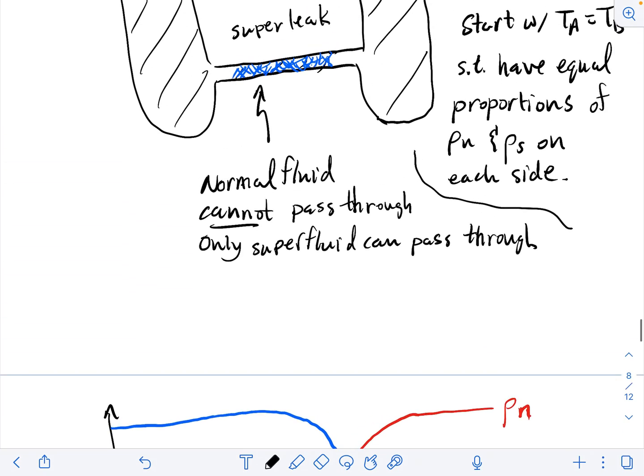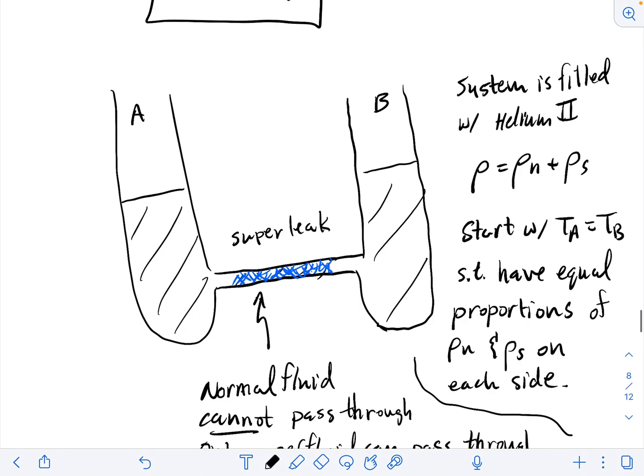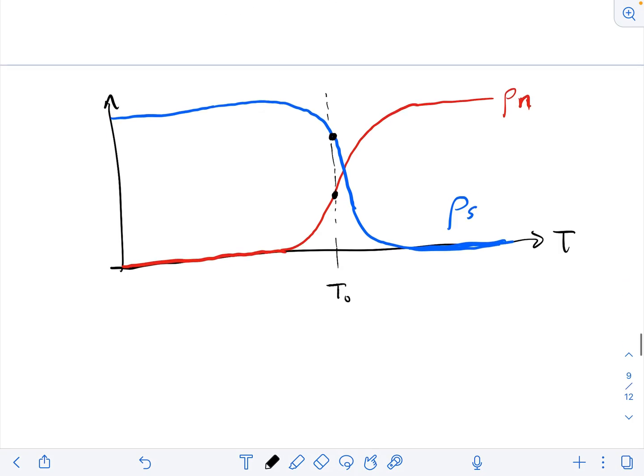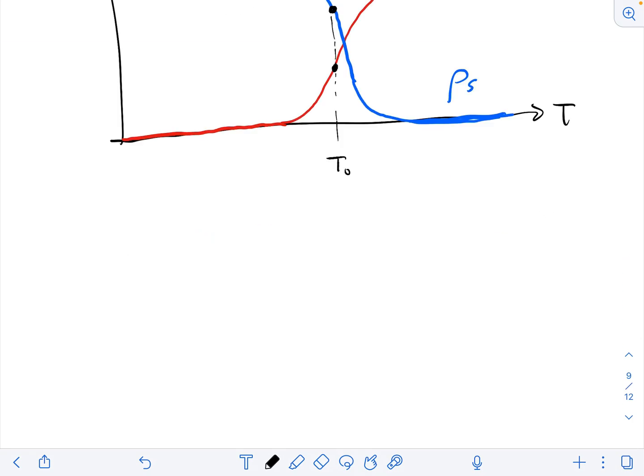Okay, and so maybe we imagine that we start with our system in these parallel and connected test tubes at a certain temperature, and it doesn't matter what temperature we pick, but we pick one. And so this is, say, our initial temperature T0, and that means on both sides of our test tubes, we know what the normal fluid density and the superfluid density are, and they're the same on both sides. Okay, so next, we now apply pressure to side A.